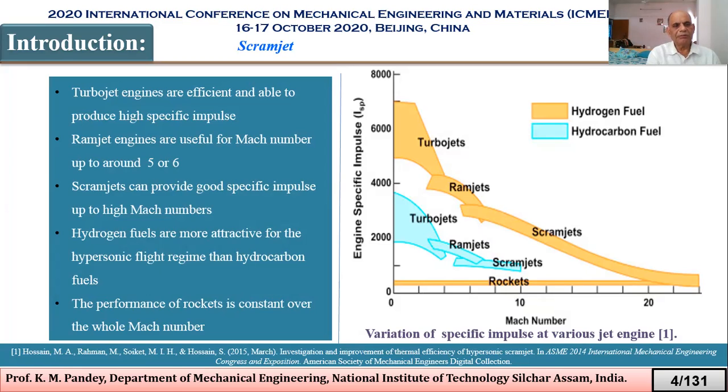And then scramjet can provide good specific impulse up to high Mach numbers, and hydrogen fuels are more attractive for the hypersonic flight regime than hydrocarbon fuels. Then the performance of rockets is constant over the whole Mach number. And this is the diagram which describes everything, that is, variation of specific impulse for various jet engines.